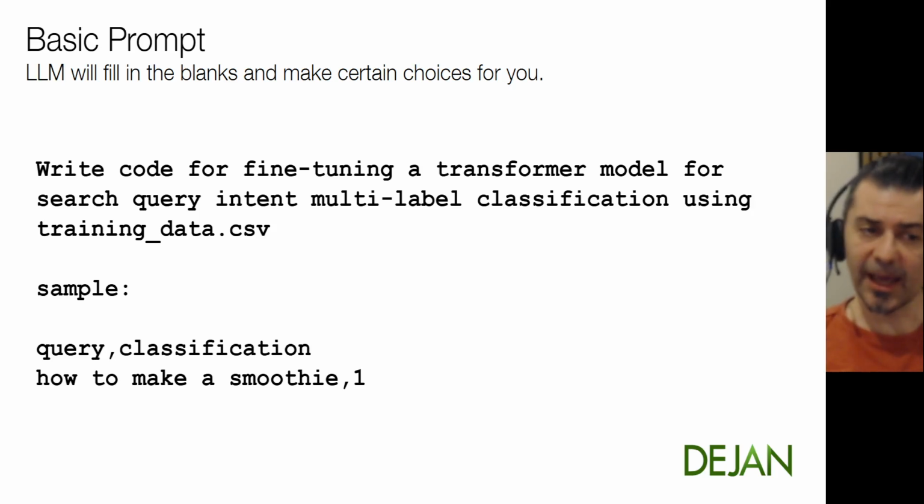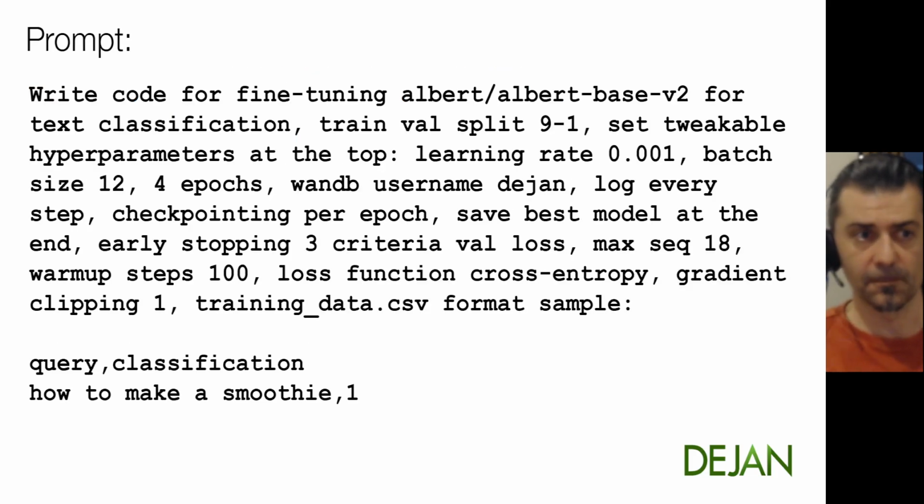What I tend to do is I tend to also provide a sample from my training data, just so the model can see what's inside. So query, classification as headers, how to make a smoothie, comma, 1. And that's almost sufficient enough data for a model to create a basic training script in the first go. Of course, you can expand on all this. If you know what you're doing, I would recommend you play around with the basics first, but let's just go through it and describe what I've actually put in this more elaborate prompt.